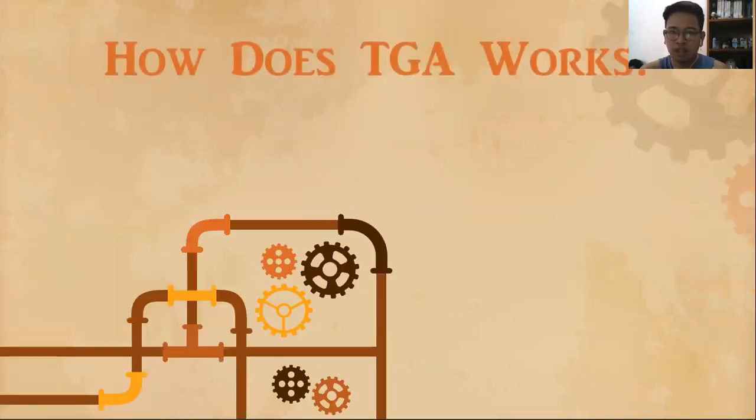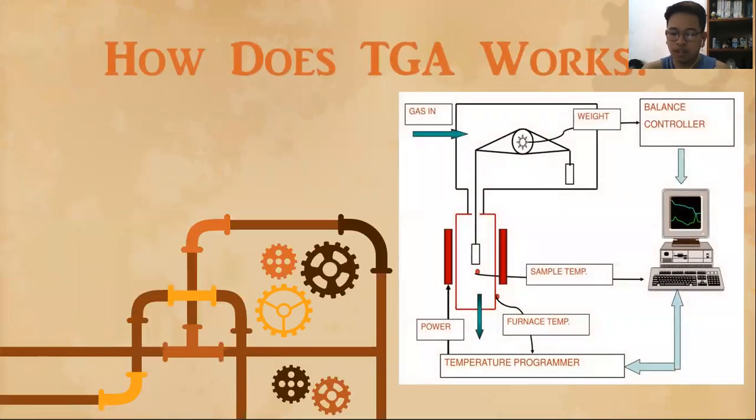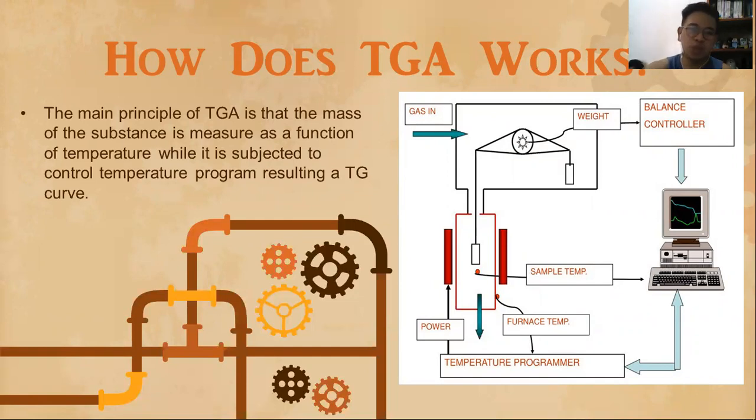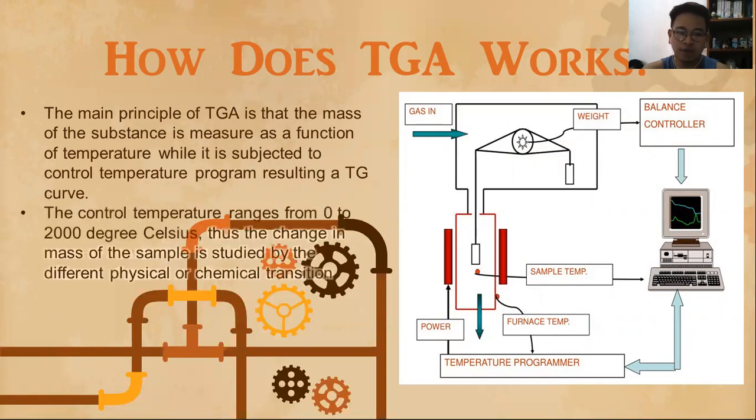But how does TGA work? Here is a schematic diagram of thermogravimetric analysis. The main principle of TGA is that the mass of the substance is measured as a function of temperature while it is subjected to a controlled temperature program, resulting in a TGA curve. The controlled temperature ranges from 0 to 2000 degrees Celsius. This is the change in the mass of the sample studied through different physical or chemical transitions.